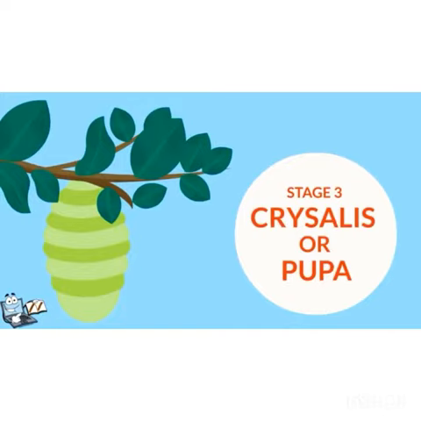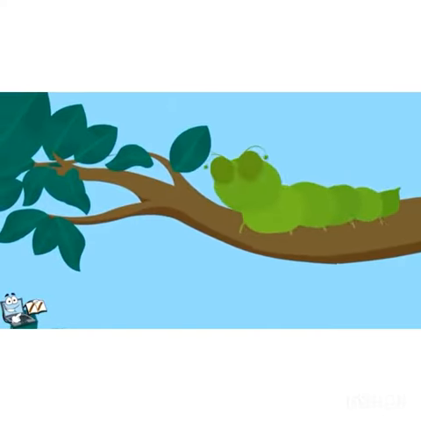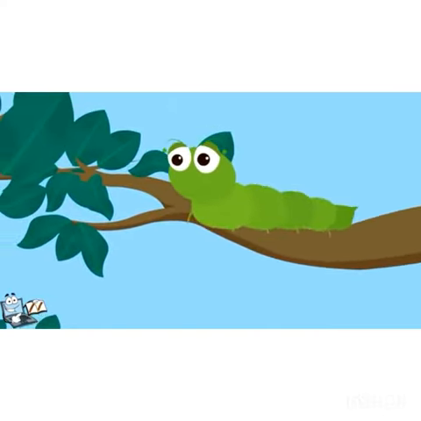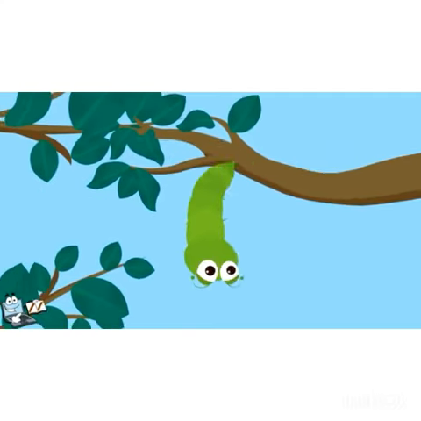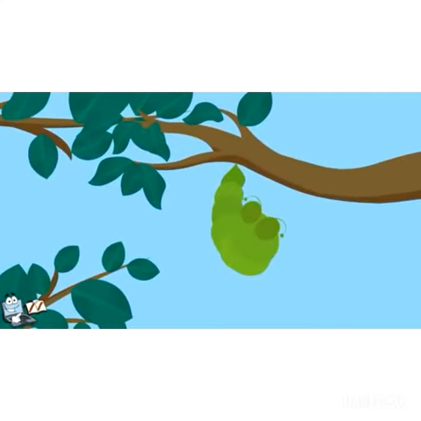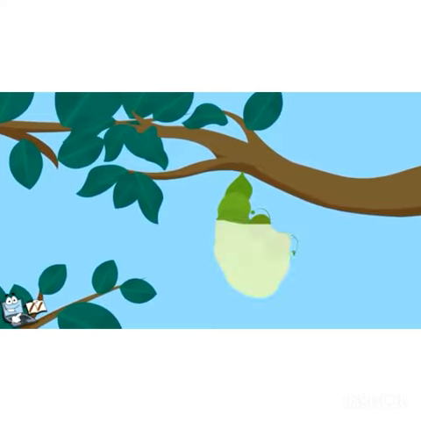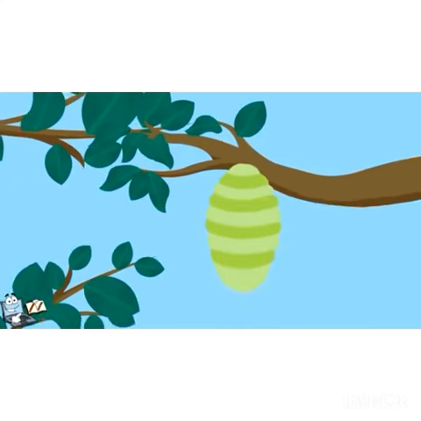The third stage is pupa. In this stage, a caterpillar forms a hard shell around itself. It is a resting or changing stage of a butterfly.